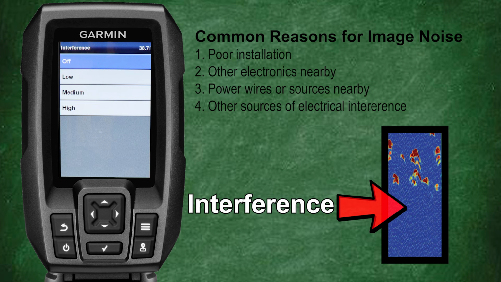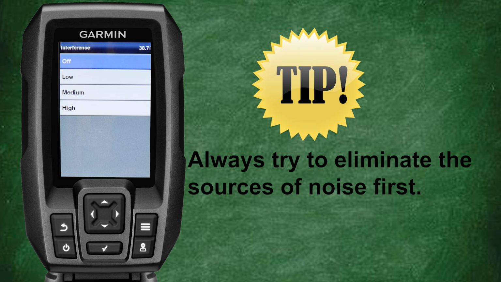Some of the most common reasons for increased image noise on your sonar screen are poor sonar installation or other electronics or power sources located nearby. If you have noise and interference issues, you always want to try to eliminate the sources of the noise first. And that's because as you increase the interference removal, the return images can start to suffer.